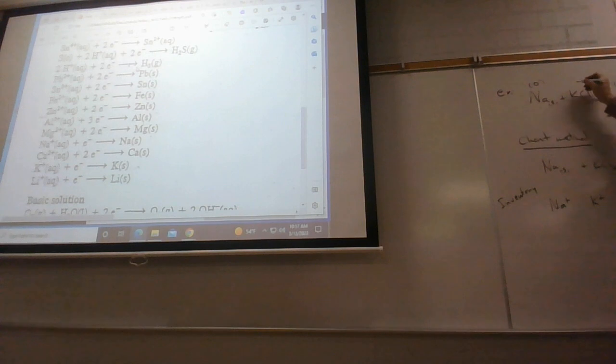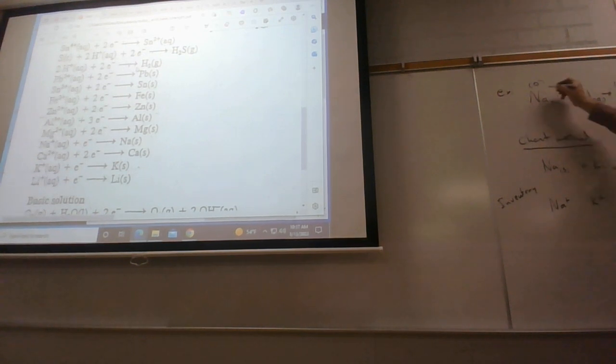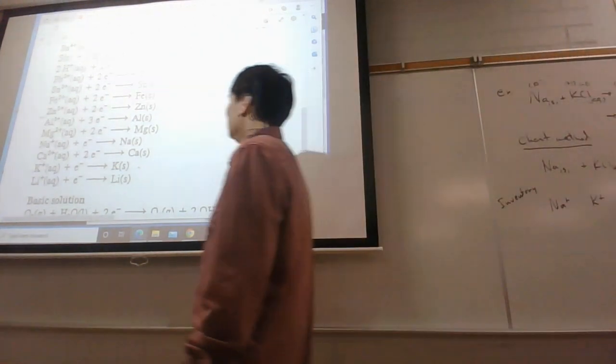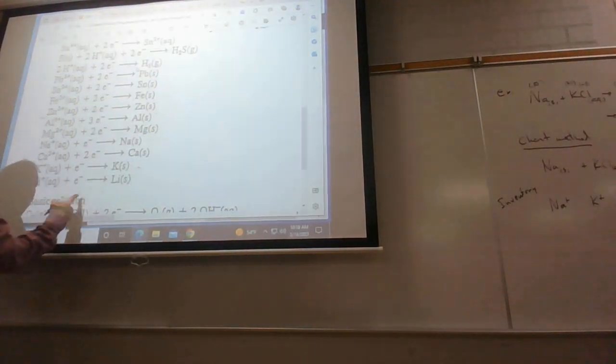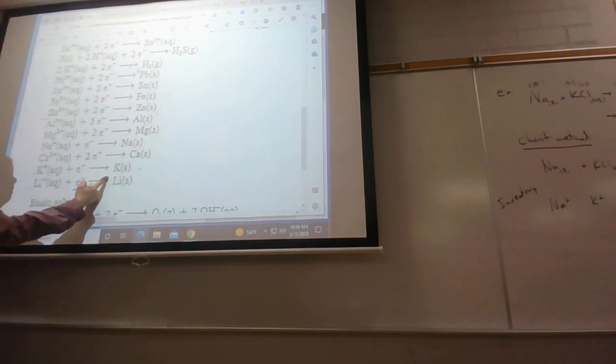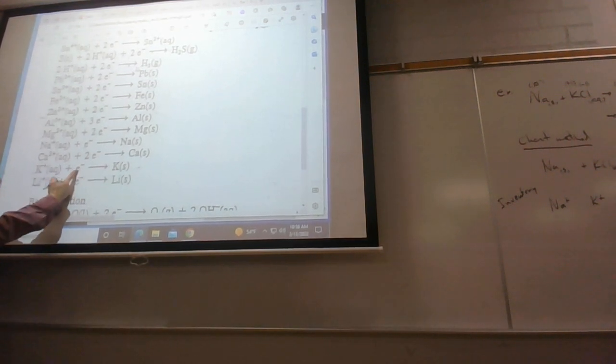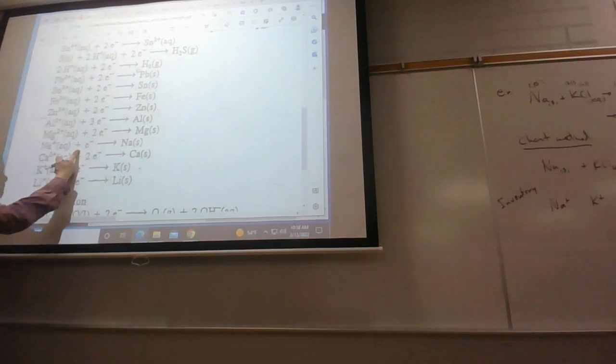And over here, potassium ion is +1, and potassium metal is 0. And then over here, chloride is -1, and over here, chloride is still -1, so nothing happened to the chloride. And so in other words, sodium is less active, potassium is more active. So that means potassium loses an electron easier than sodium, being more active.